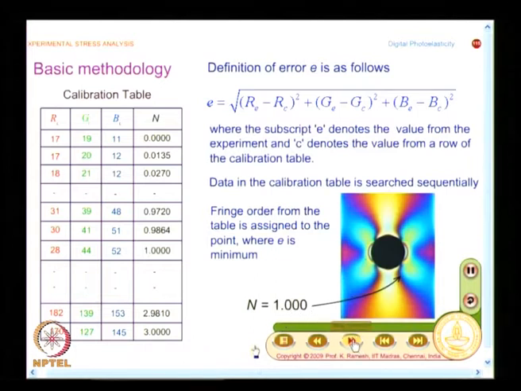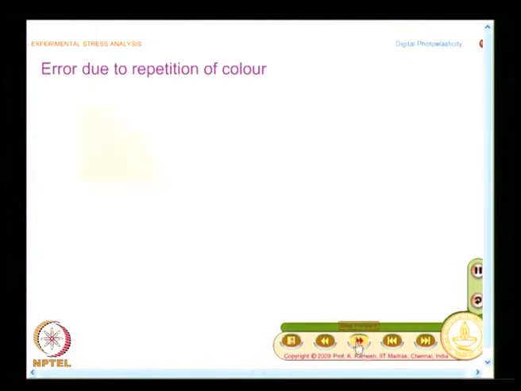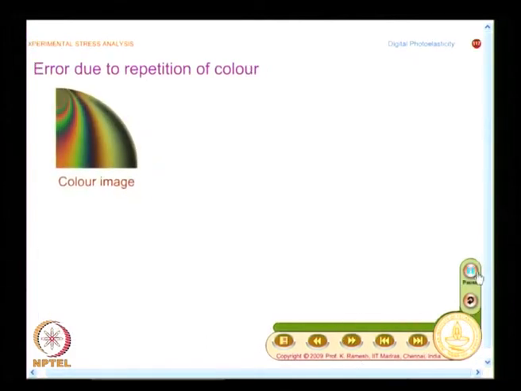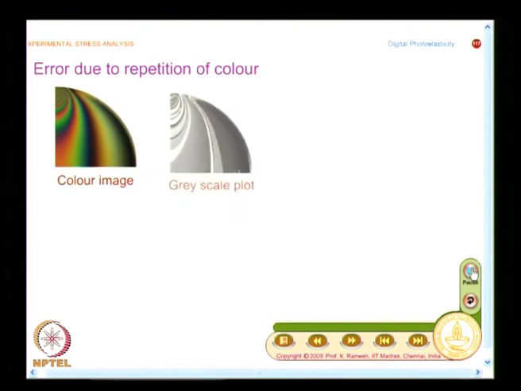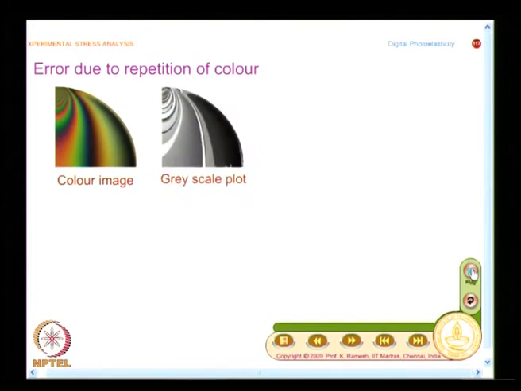And this is easily said, but there are also error sources. We look at what are the error sources and how this can be corrected. See, what you have here is, I have the disk under diametral compression, only 1/4 of the disk is shown, and this is the color image I have recorded.